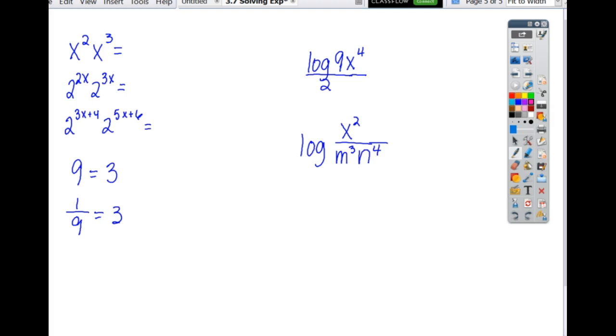So if I multiply x squared times x to the third, what do I do with the exponents? Add them, so this becomes x to the fifth. Yes, this is going to be on that buff color paper, and then we're going to do some more tomorrow, so don't lose this.